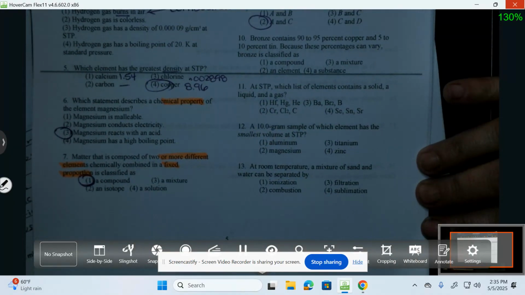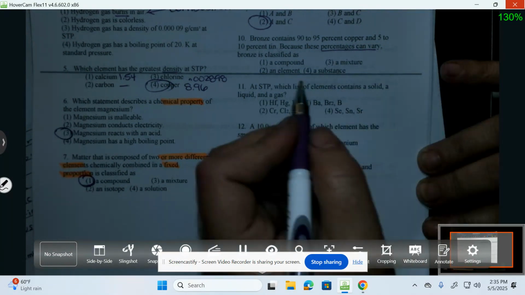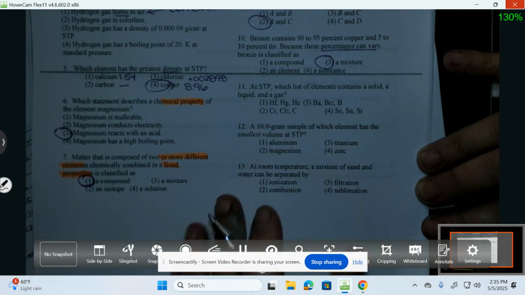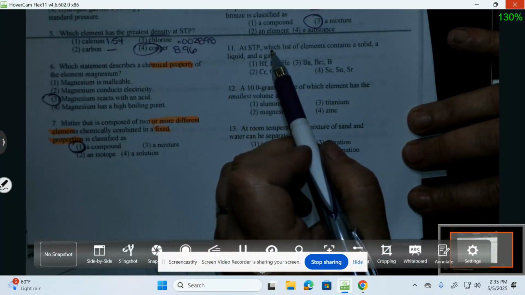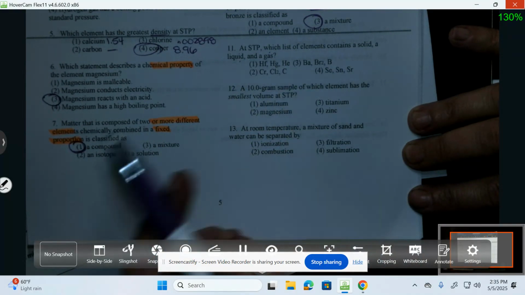All right. Bronze contains 90 to 95% copper and 5 to 10% tin. Because these percentages can vary, bronze is a mixture.